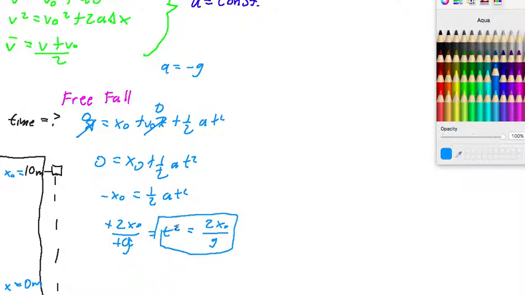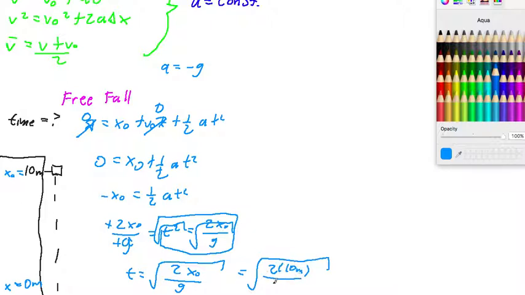Now just to find the time, take the square root on both sides, and you end up having t equals the square root of 2 times your initial height divided by g. That is for this case. So now let's go ahead and plug it in. t is 2 times our initial height, which we said was 10 meters, over gravity, which we know is 9.8 meters per second squared.